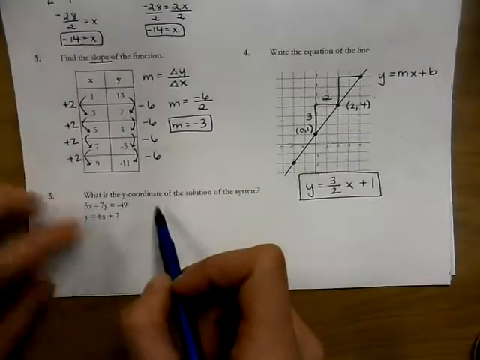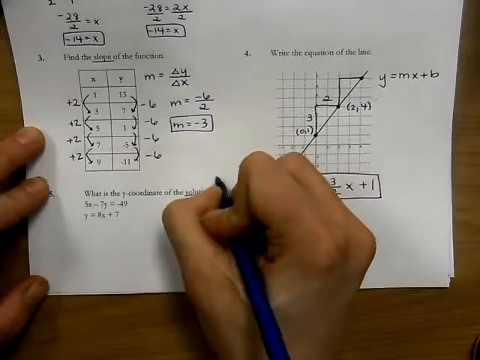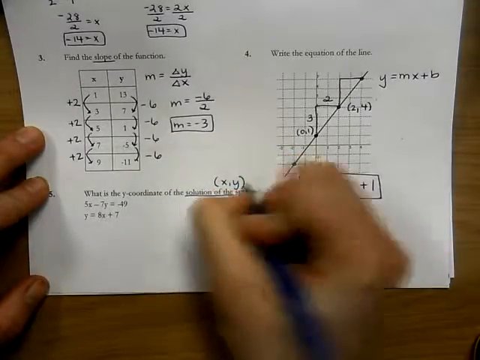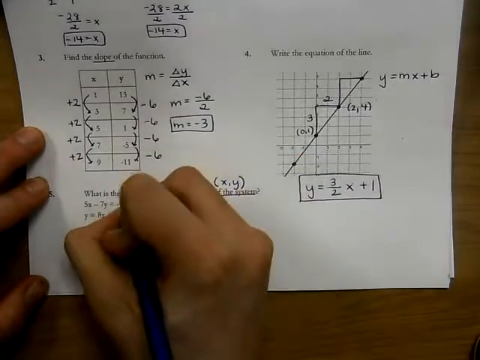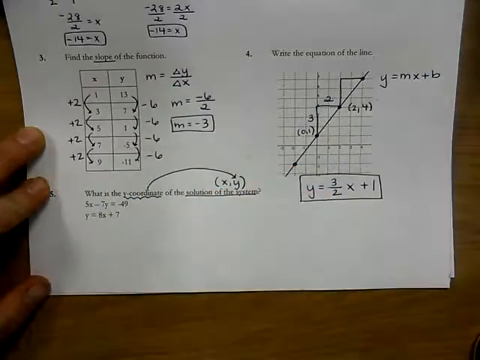Looking down here, it says, what is the y-coordinate of the solution of the system? Well, first of all, when I think solution of a system, remember that the solution of a system is the point where the 2 lines intersect. That is an x, y. The y-coordinate is all they're asking for. So that's going to be that guy right there.